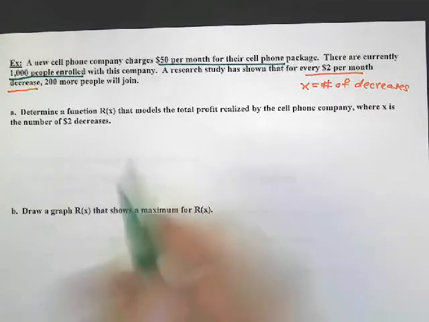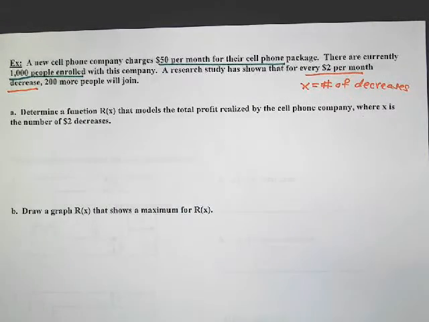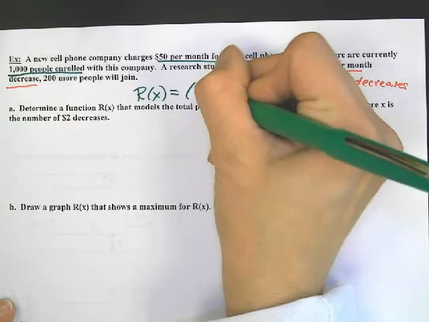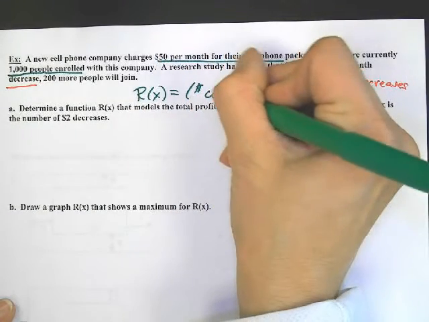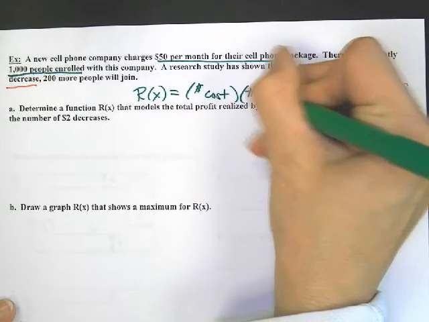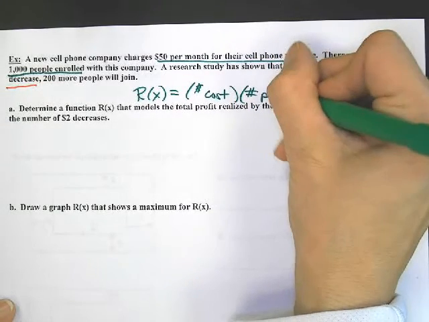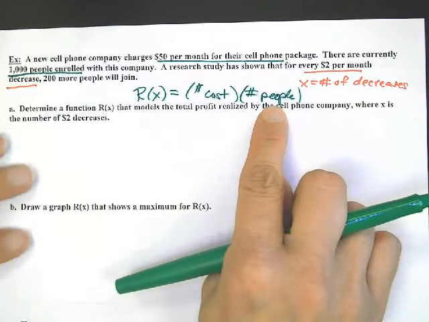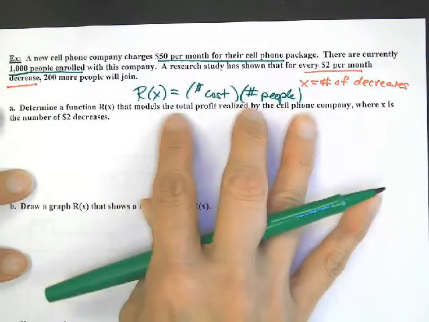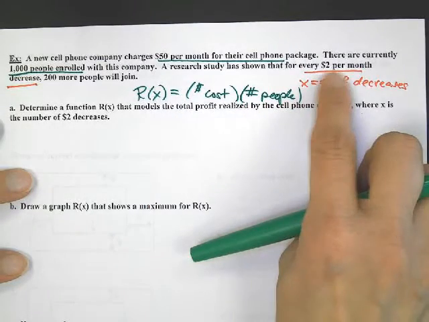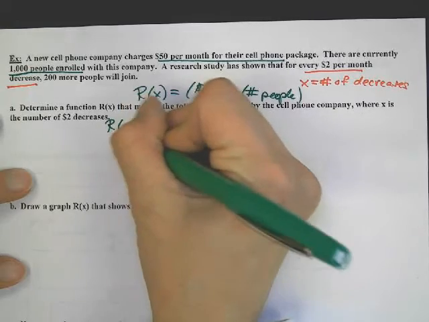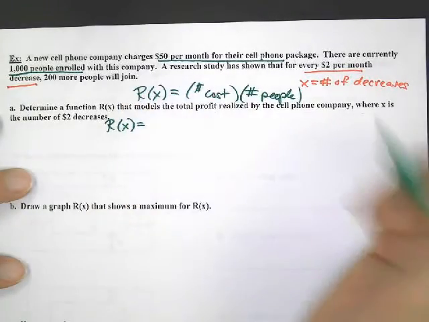Okay, so how is R of X going to work this time? Remember how I said that it's always the cost. Okay, so how much does it cost? Times the number of people. That's how they make their money. However much they charge times the number of people. Okay, but the study has shown maybe they should make it a little cheaper and get some more people coming with their company. So let's go ahead and write an R of X equation.